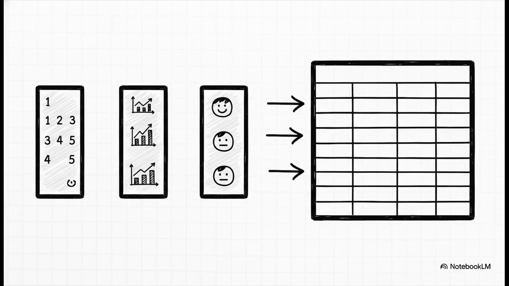So if a data frame is the whole spreadsheet, what are the individual columns made of? Well, in Pandas, each column is actually its own special thing called a series. The easiest way to think about it is just as a single, intelligent column, basically a list of data that has labels. This series is the fundamental building block of everything else.